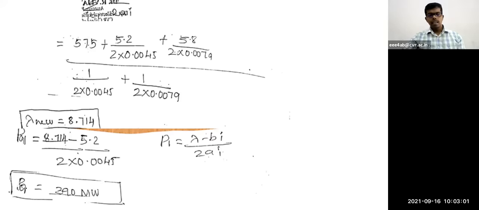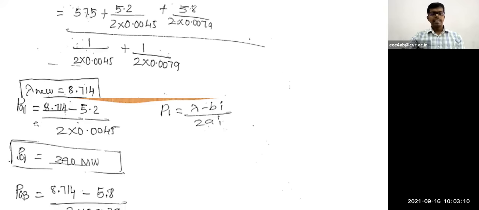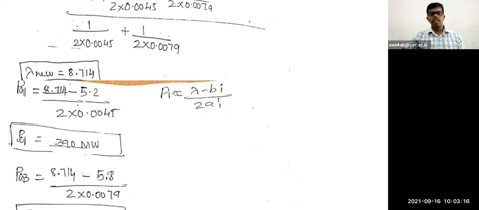So after calculating, PG1 nu is equal to 390 megawatt. We are getting PG1 as 390 megawatt. See here again PG3, because already we have calculated PG2. Again PG3 nu is equal to lambda nu minus B3 divided by 2a3. That you need to write, then you substitute.